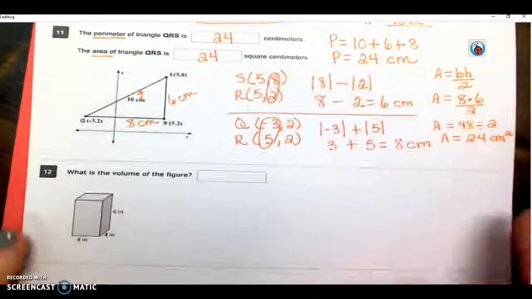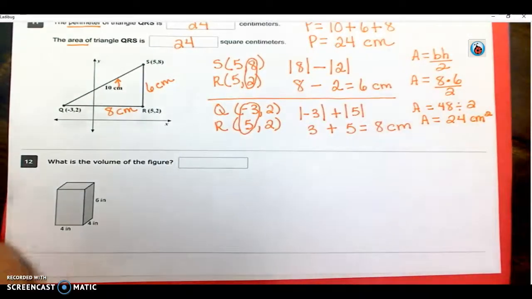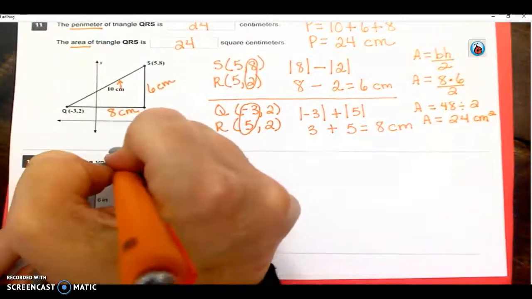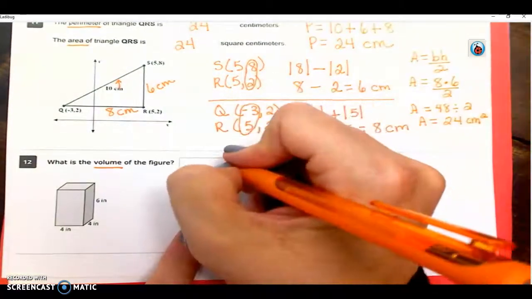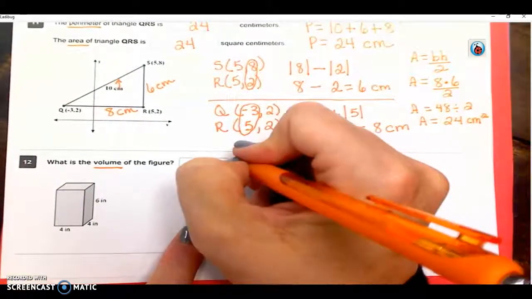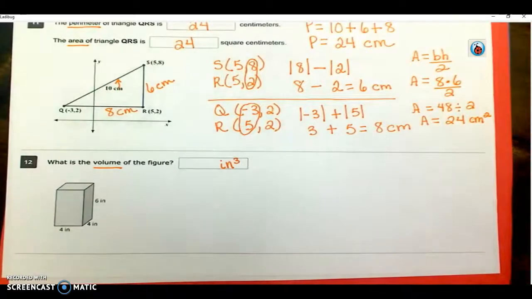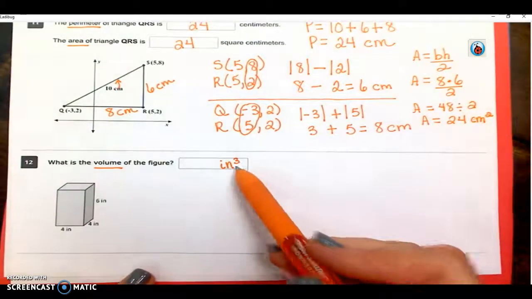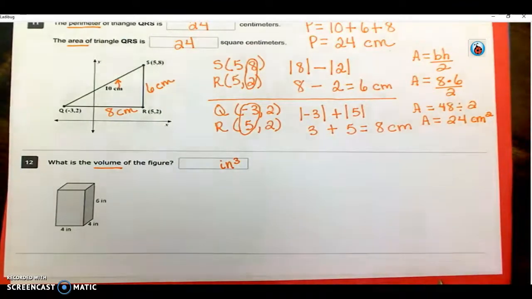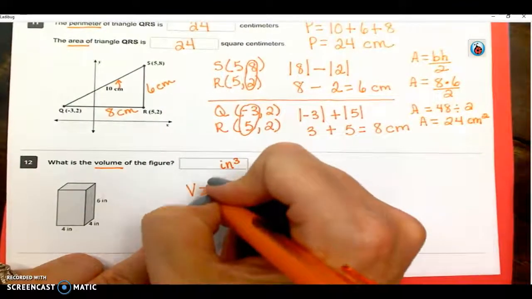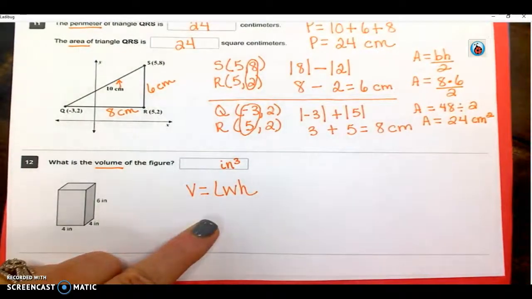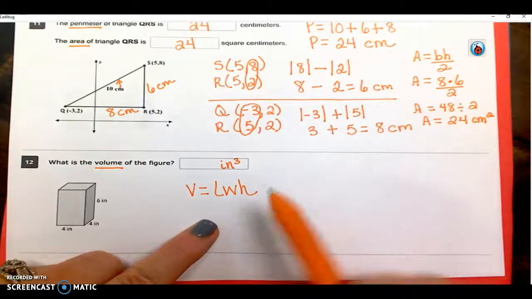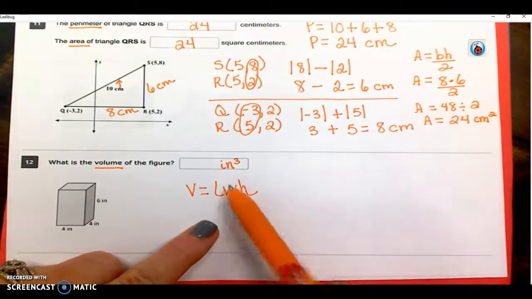All right, let's move on to number 12. Number 12 is asking what the volume is. So we know with volume, it's to the third power. Sometimes what I like to do is go ahead and put the unit once you realize it, because you know your answer is going to be cubed, and in that way you wouldn't forget it in the end. All right, we know volume is going to be length times width times height, or base times height, and we know the base includes length and width.